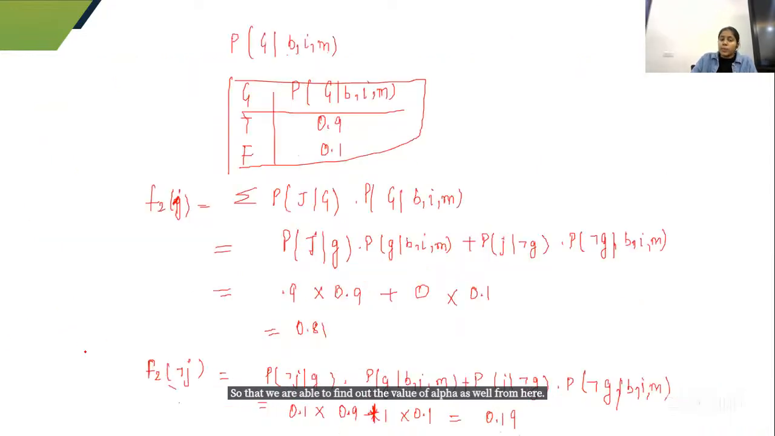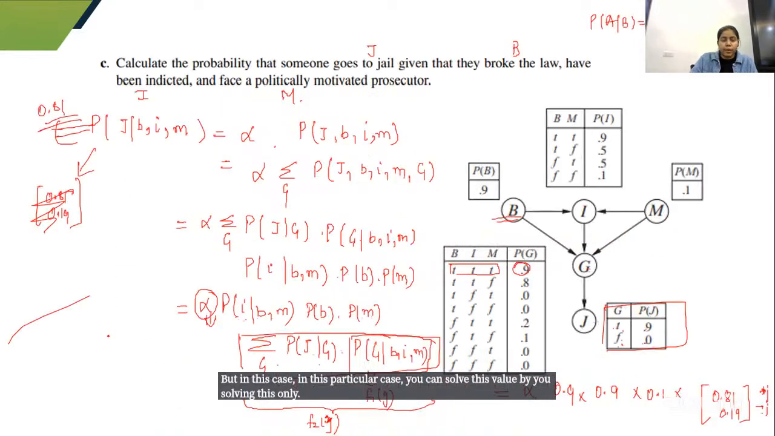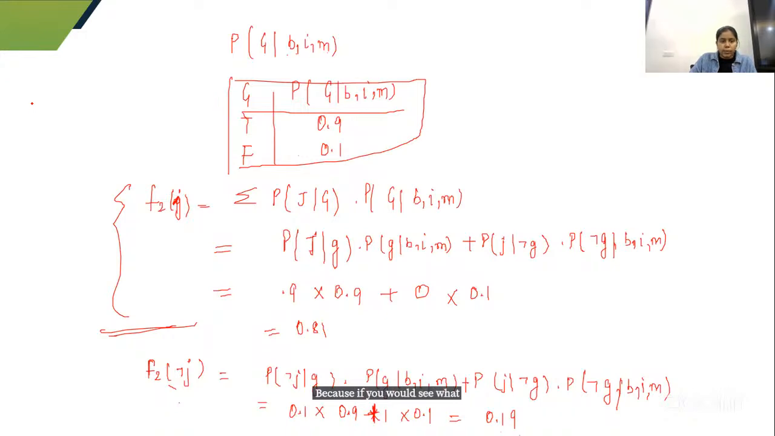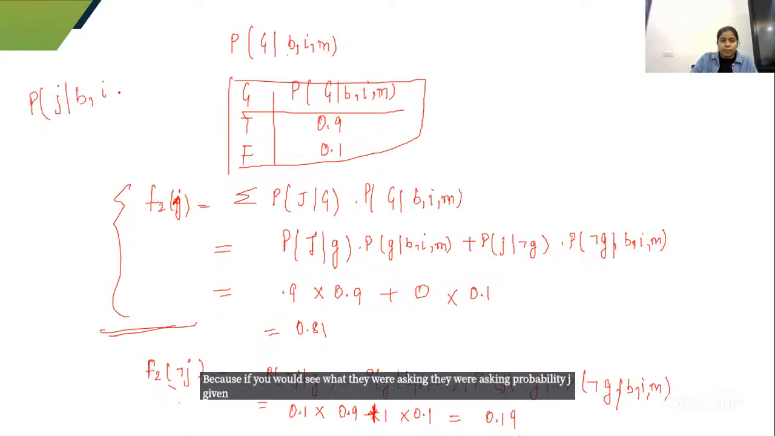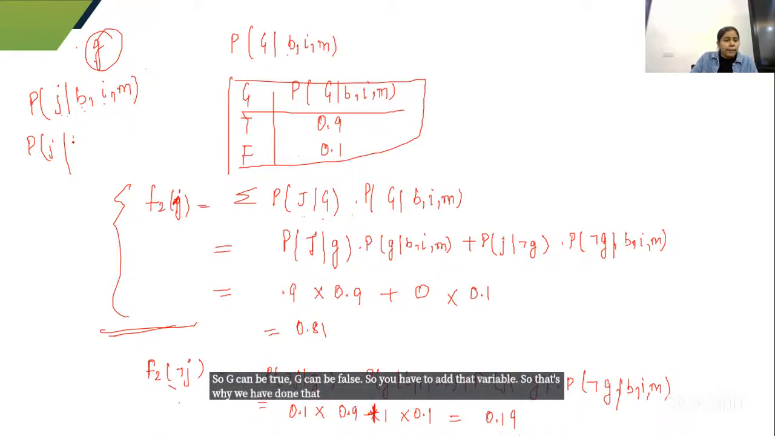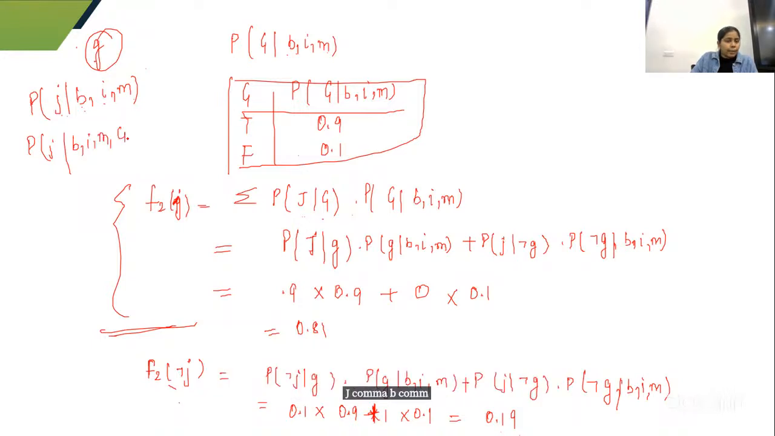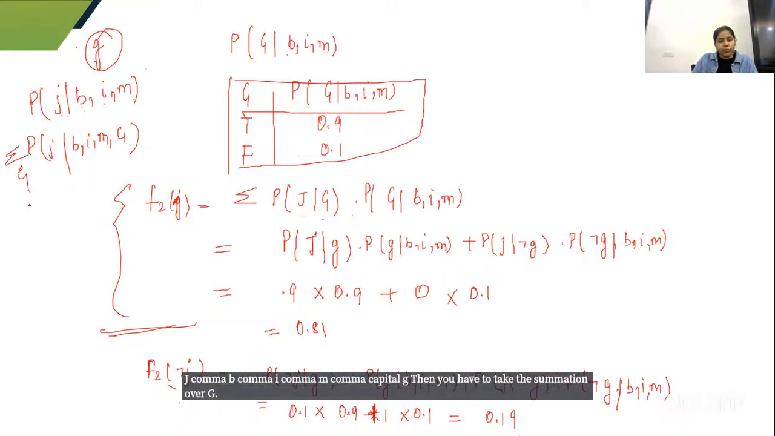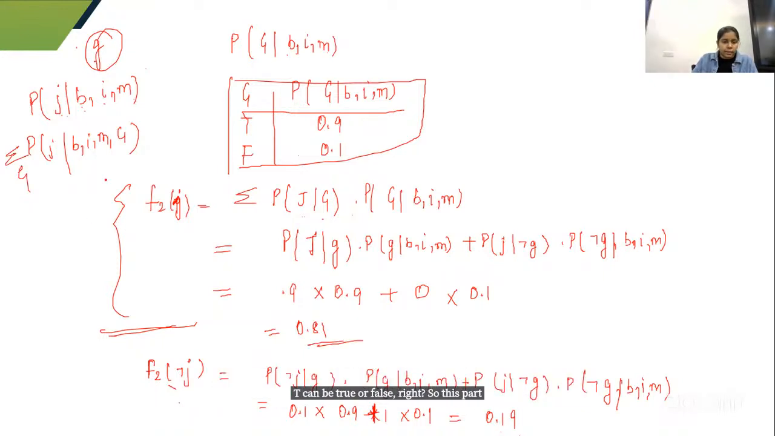But in this particular case, you can get the value by solving only this, because what they were asking is probability J given B comma I comma M. Now everything else is given, J true, B true, I true, M true, and the only thing that is not given to you is G. G can be true, G can be false, so you have to add that variable. That's why we have done probability J comma B comma I comma M comma capital G, then you take the summation over G, and G can be true or false. So this part only would give you the answer.